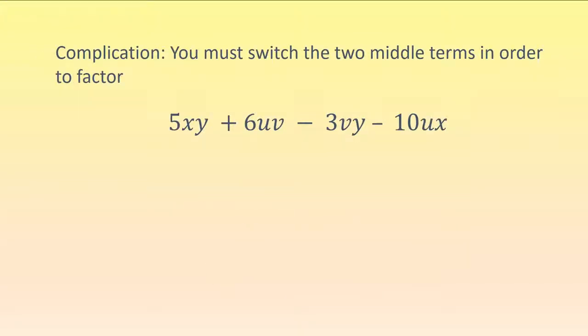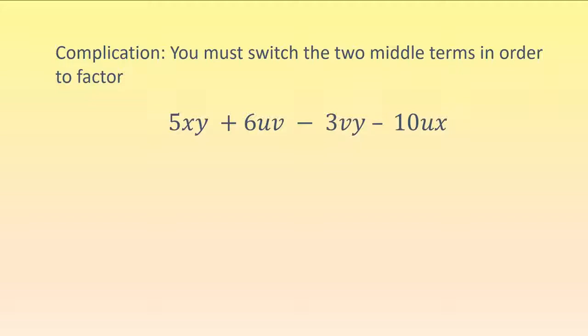Another complication you might run into is finding 4 terms where the first pair doesn't have a common factor, and the second pair doesn't have a common factor. Here we've got 5xy and 6uv. There's nothing we can pull out of there. But before you decide that it's not factorable, you want to try switching the middle terms.